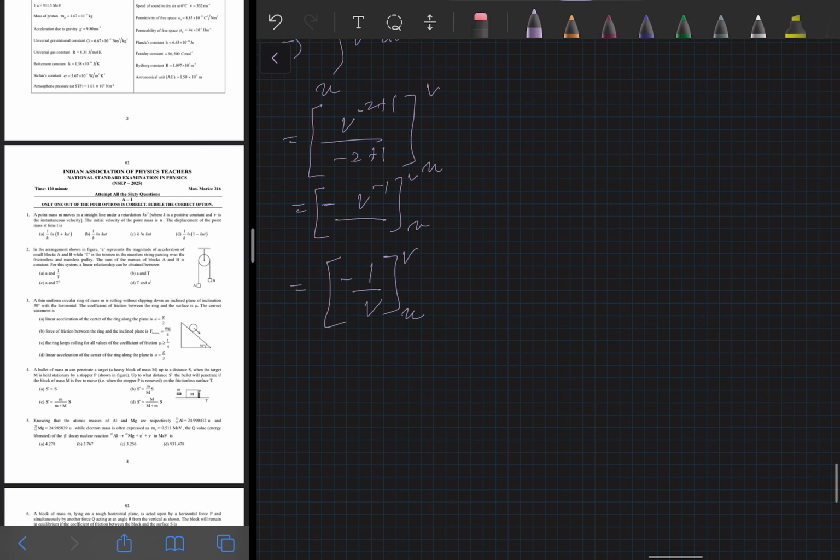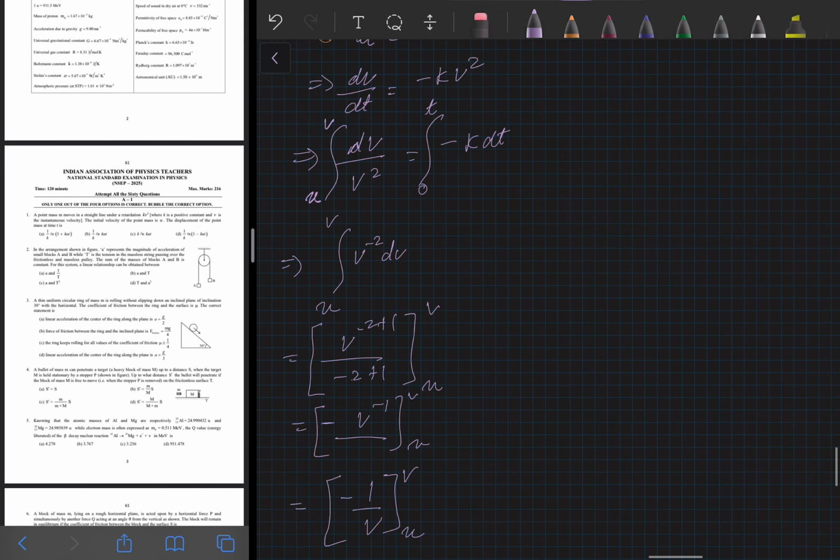Now if you expand this, the first term would be minus 1 by v plus minus 1 by u. So this is nothing but minus 1 by v plus 1 by u. So this is the left hand side.